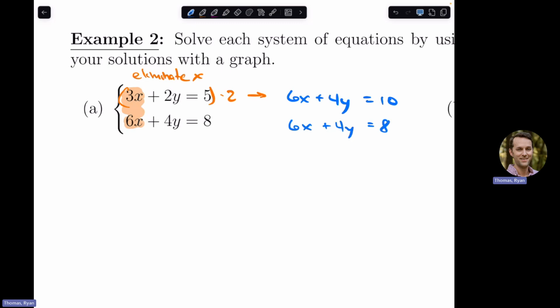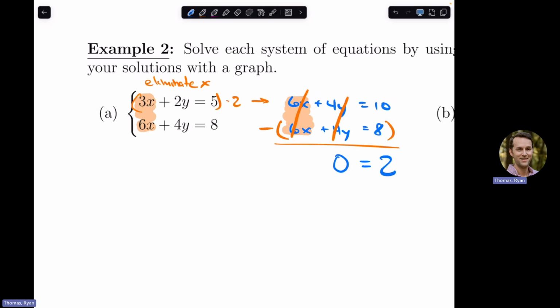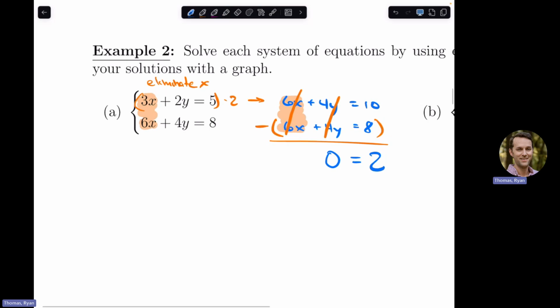If I didn't see something coming before, now maybe things start to fall into place a little bit. If we're trying to eliminate x and we subtract here, what happens? 6x minus 6x is 0. But 4y minus 4y is also 0. So we get 0 on the left-hand side. On the right, 10 minus 8 is 2. So we get 0 equals 2, which is not true, right? We get a thing that is just a logical fallacy. There's no x, there's no y. This is just not true.